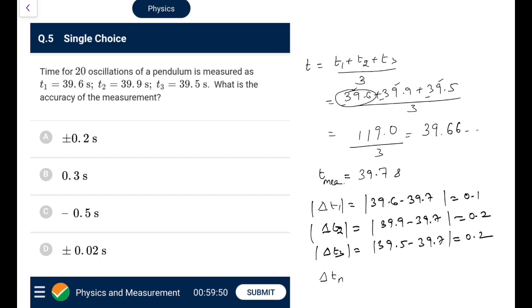So what would be delta T mean? That would be 0.1 plus 0.2 plus 0.2 divided by 3, that is 0.7 by 3. So this is 0.23. In two significant figures, 0.2 must be the answer. So the error limit would be 0.2 seconds. So go for option A.